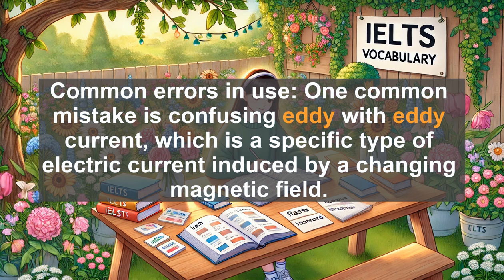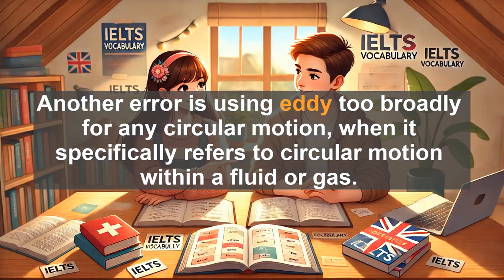Common errors in use. One common mistake is confusing eddy with eddy current, which is a specific type of electric current induced by a changing magnetic field. Another error is using eddy too broadly for any circular motion when it specifically refers to circular motion within a fluid or gas.